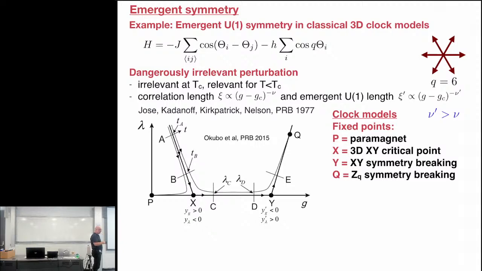What Q? So again, what is Q in this diagram? Q is the number of clock states. It's this cosine. Oh, this Q. Okay, that Q. Yeah. So let me say what the fixed points are.